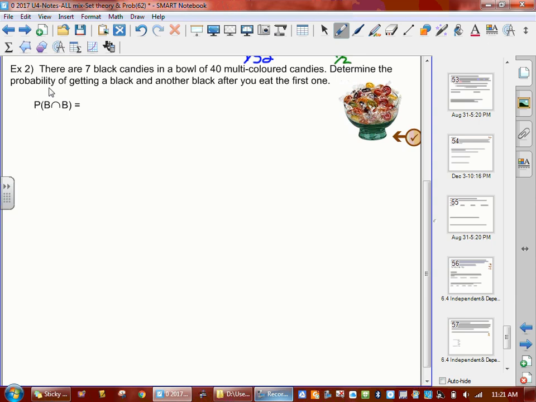So, how do I know this is a dependent event? Good, because we're not replacing it. The total is different because I ate one. I took one out and didn't put it back. So that means I want the probability of black times the probability of black after I ate a black. That's what that means.